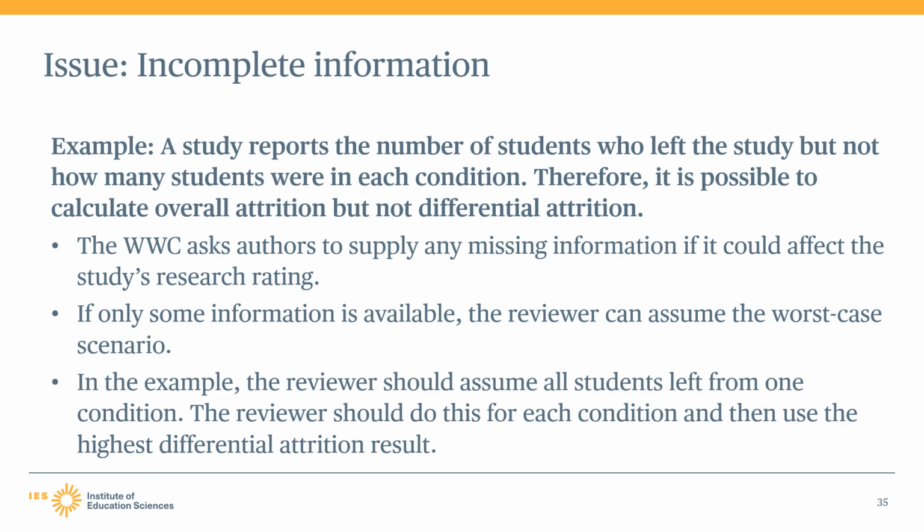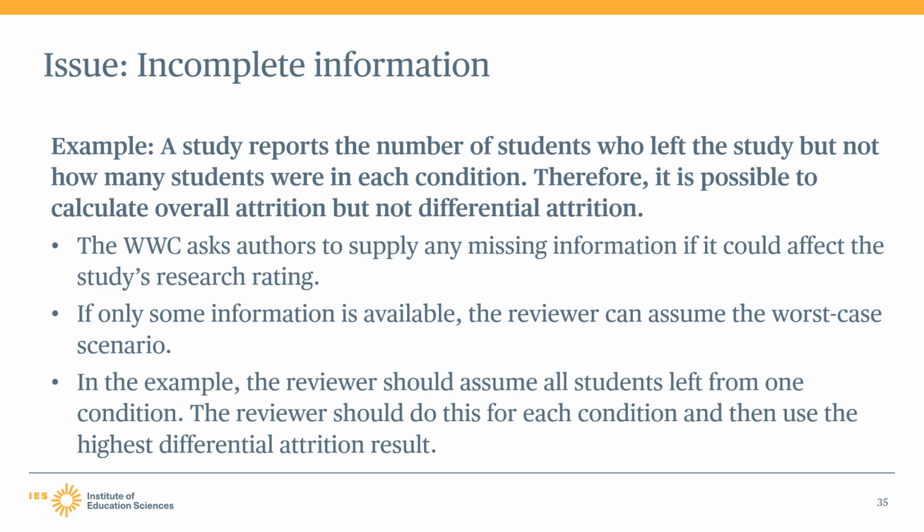If the authors can't provide the missing information, the study still has a chance to demonstrate low attrition. To do this, reviewers can assume the worst-case scenario and find the highest differential attrition rate possible. So let's imagine a study examines two conditions, an intervention group and a comparison group. The reviewer could first assume that all of the attrition came from the intervention condition, and then calculate the differential attrition rate under that extreme scenario.